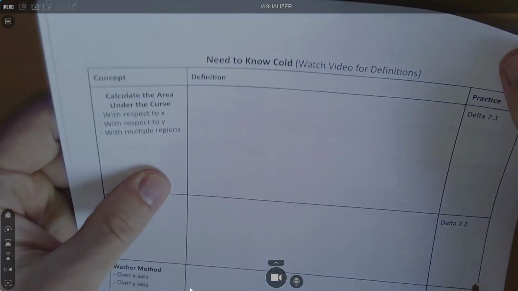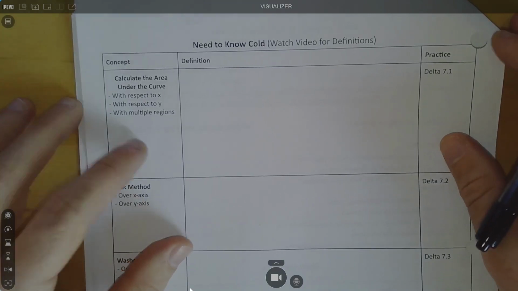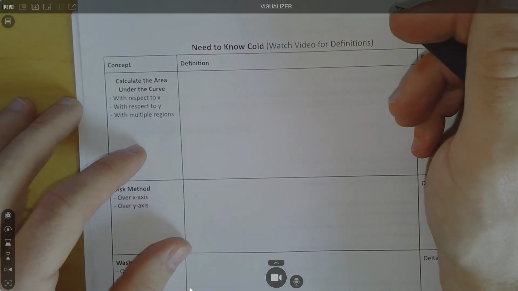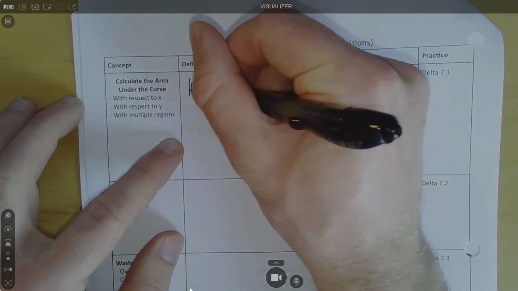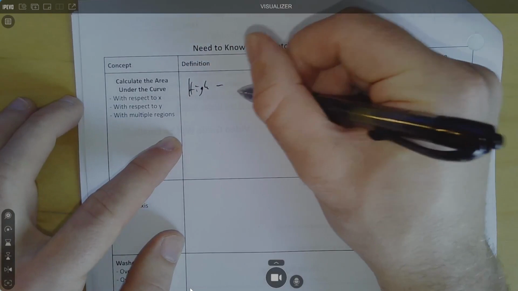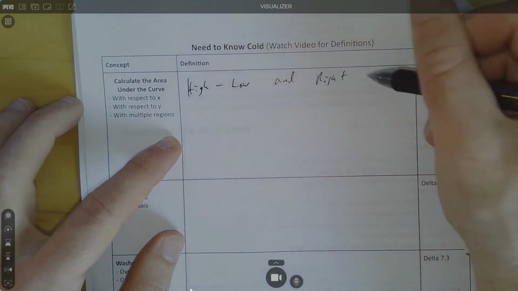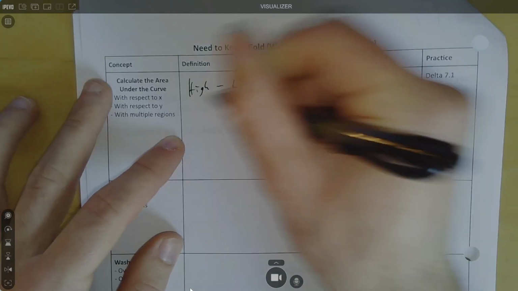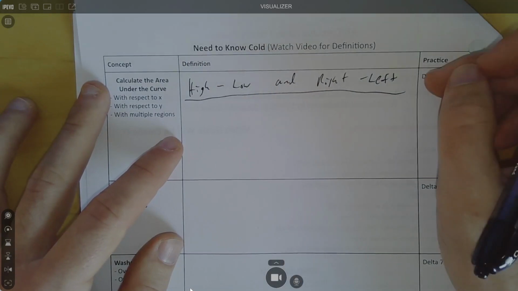These are the 5 sections that we had. So first was calculating area in the curve. I think we're feeling pretty good about this. Throughout this entire test, you should always be thinking high minus low and right minus left. I think that's the key phrase throughout the entire test. I'm going to keep saying this throughout the test. High minus low, right minus left.